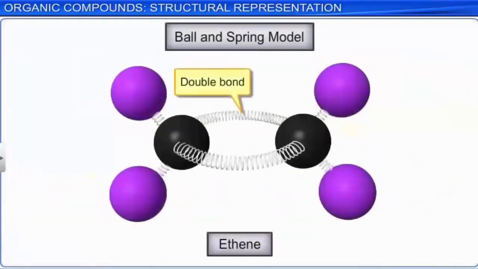Compounds containing a double bond, as in ethene, are represented in a different way. In place of a stick, a spring is used to represent the double bond. Hence, this type of model is called the ball and spring model.